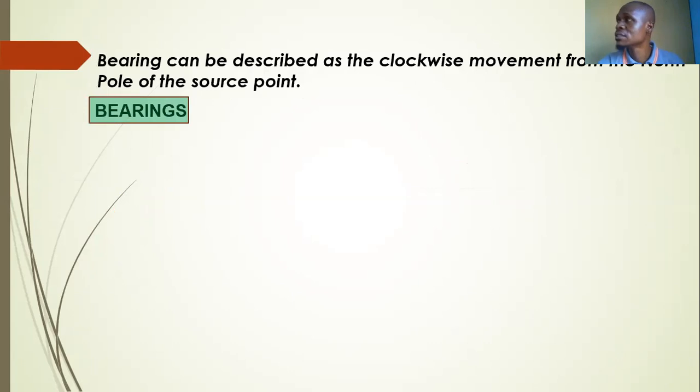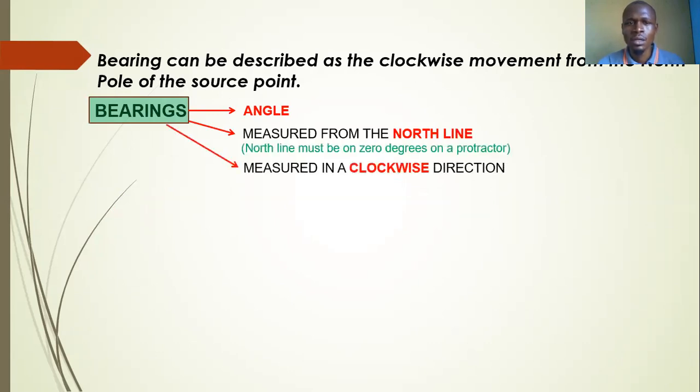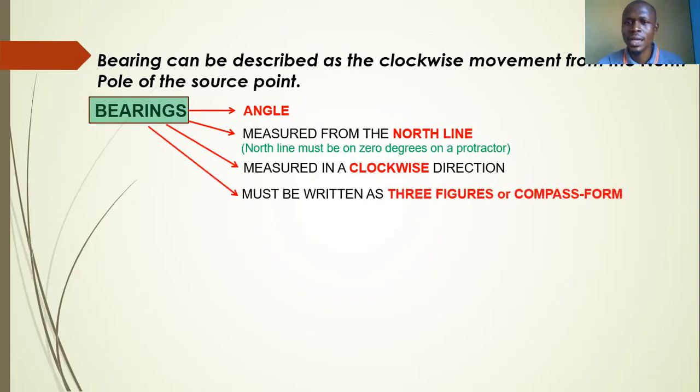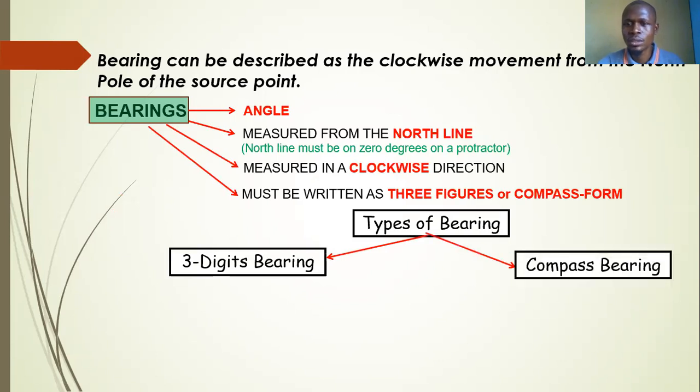So bearing describes a clockwise movement from the north pole of the source point. Bearing, you have the angle, the measure from the north pole, a clockwise movement, and it must be written either in 3 digits or in compass form. Now the types, that is the 3-digit and the compass bearing.